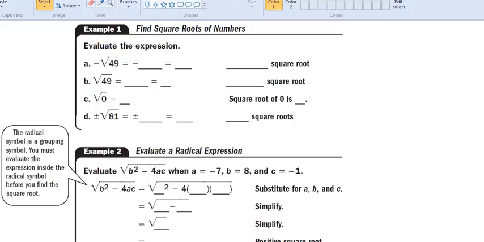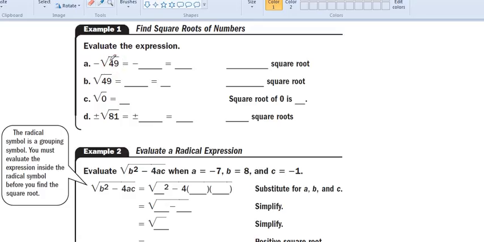Okay, we're going to go ahead and start by doing example 1 and 2, just to play around with these square roots a little bit. So, on example 1, letter A. Okay, take a look at this before you start. Think about what this means right here. And what number times itself would be 49?